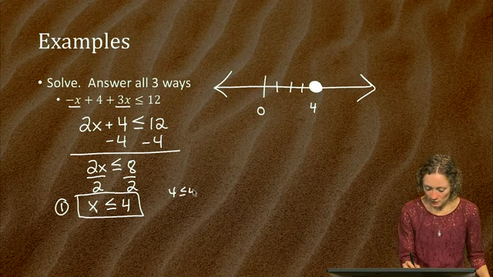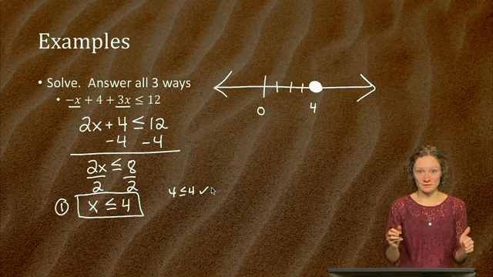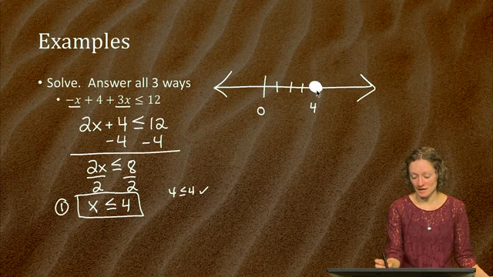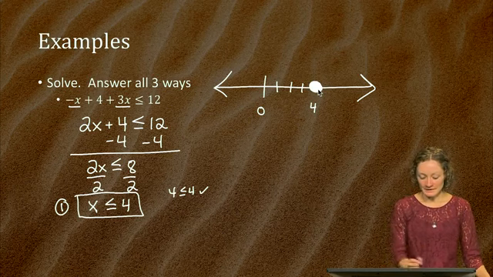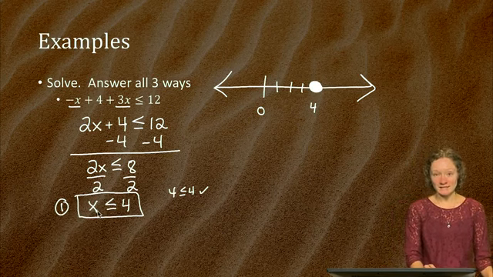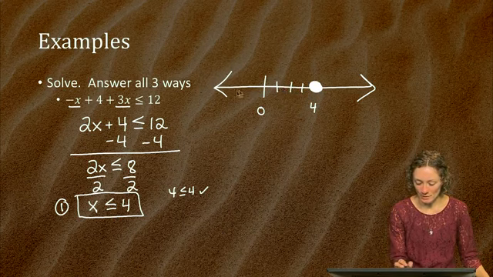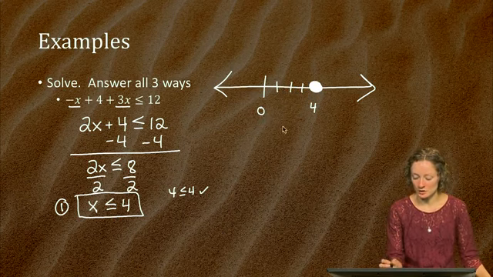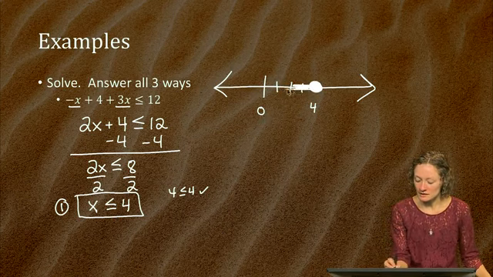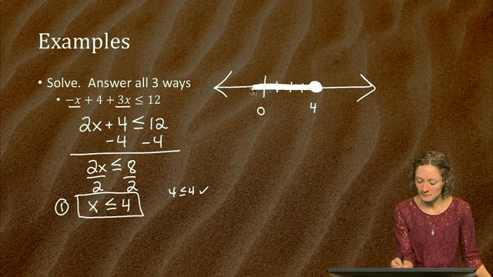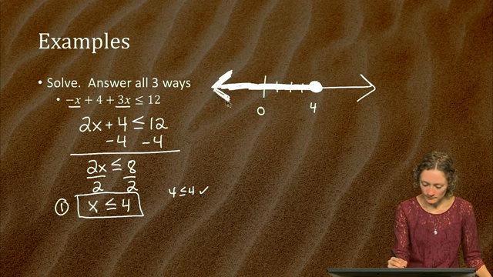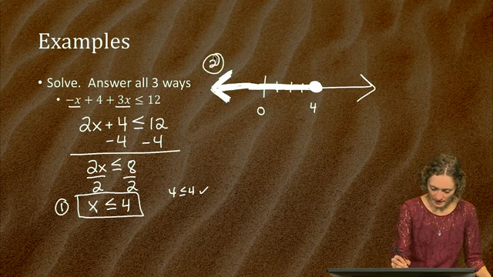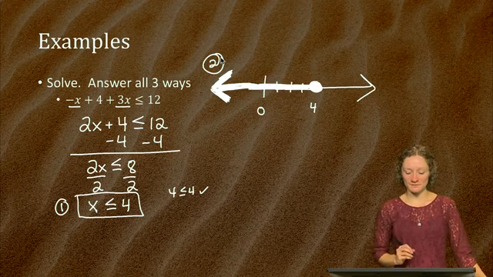4 less than or equal to 4. That's true. So it should be part of the shaded answer. The shaded in circle tells you it's part of the solution. In this case, we want everything less than or equal to 4. So shade where all the numbers that are less than or equal to 4 are, which would be on the left side. So here's the second, our number line solution.